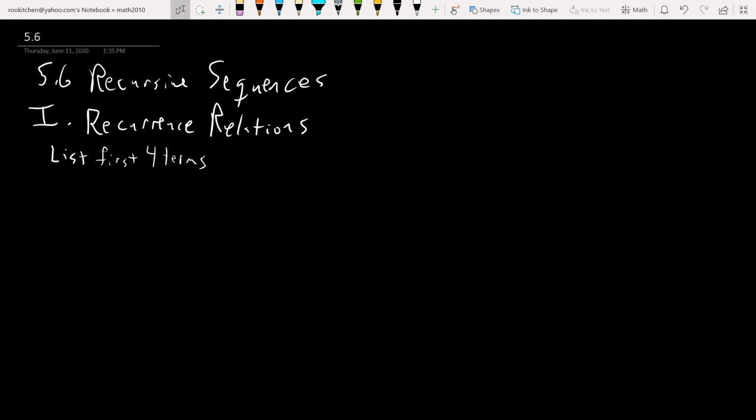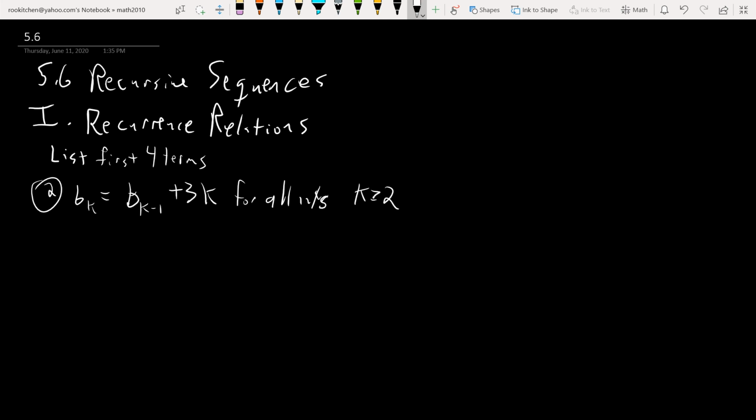But anyways, all we want to do here in the beginning is list some terms of a given recursive formula. So for instance, b sub k equals b sub k minus 1 plus 3k for all integers k greater than or equal to 2. For these kind of problems, you need some initial conditions. So b1 is listed as 1, and then for b2 we just need b1. Once you get b1, you put it into the formula here.